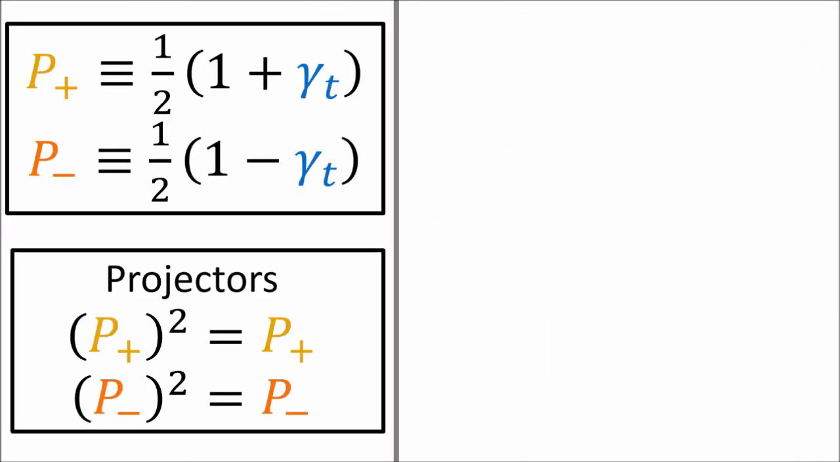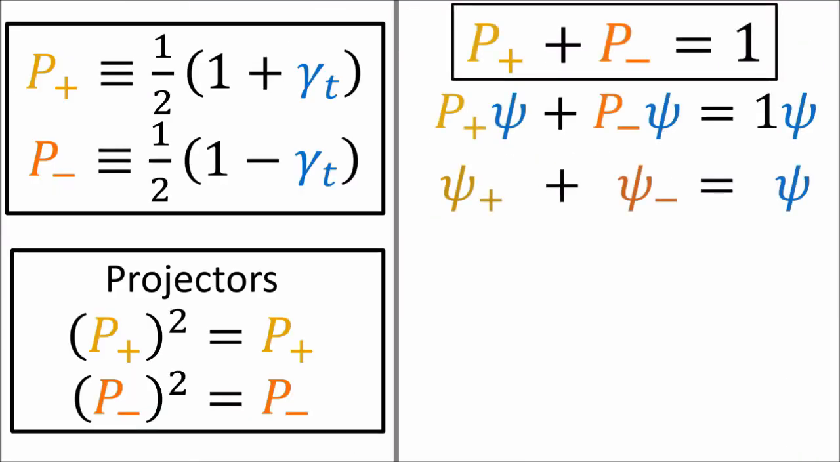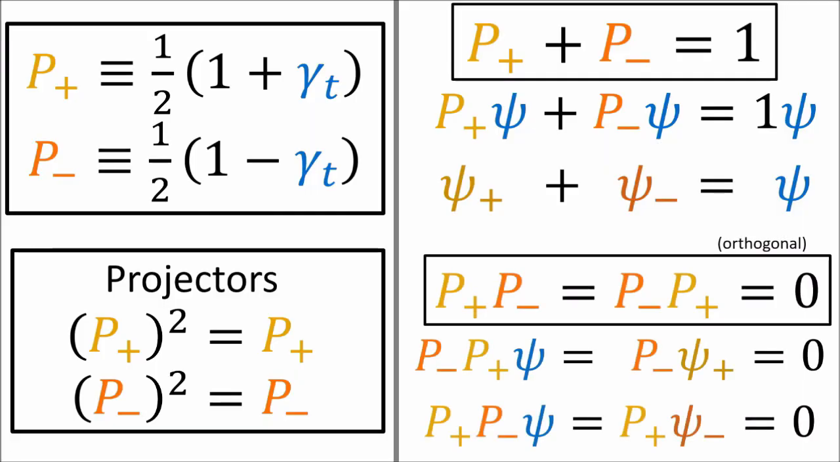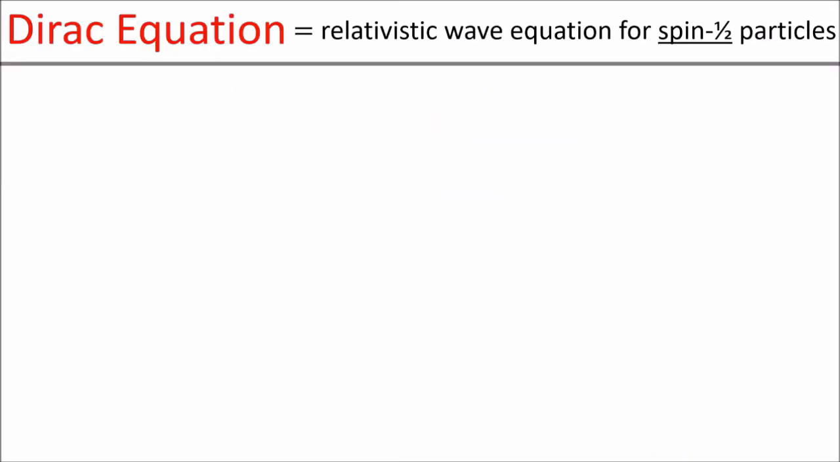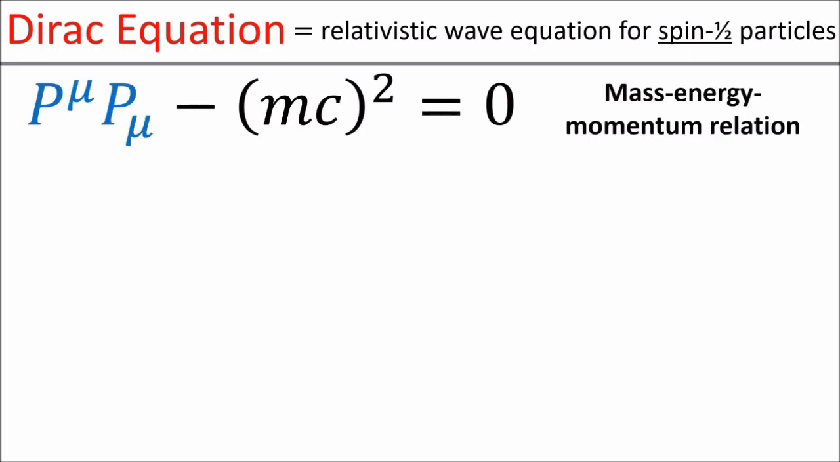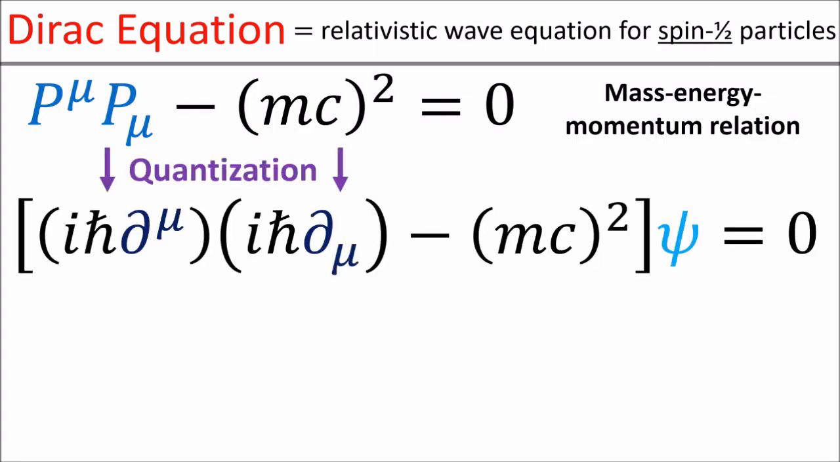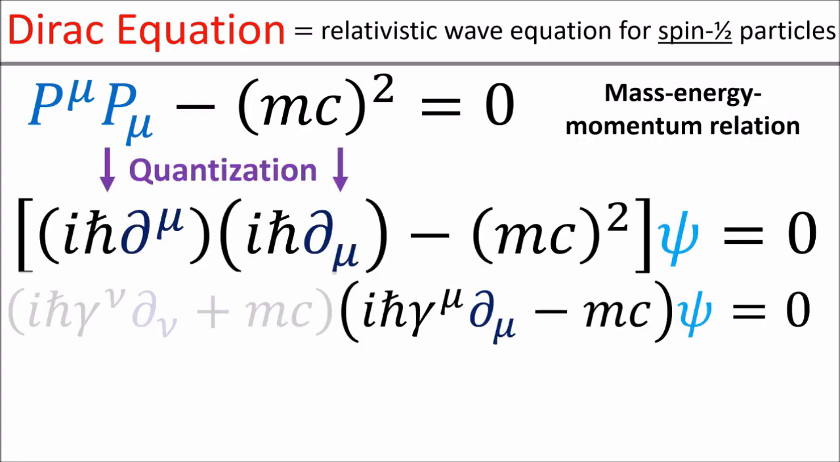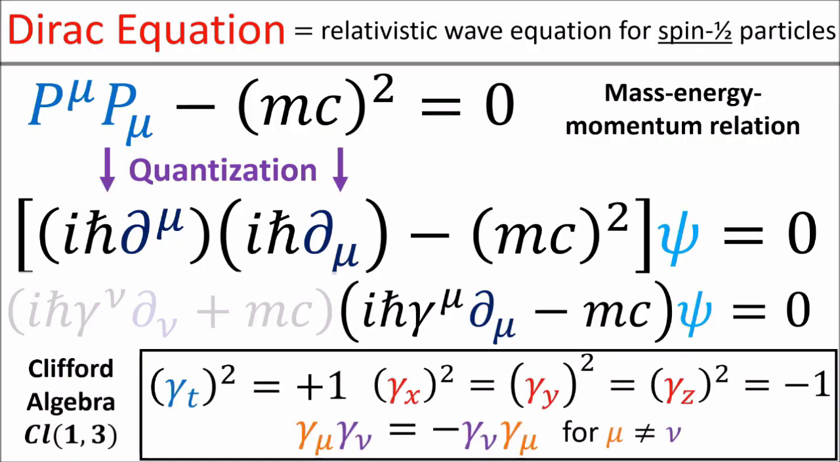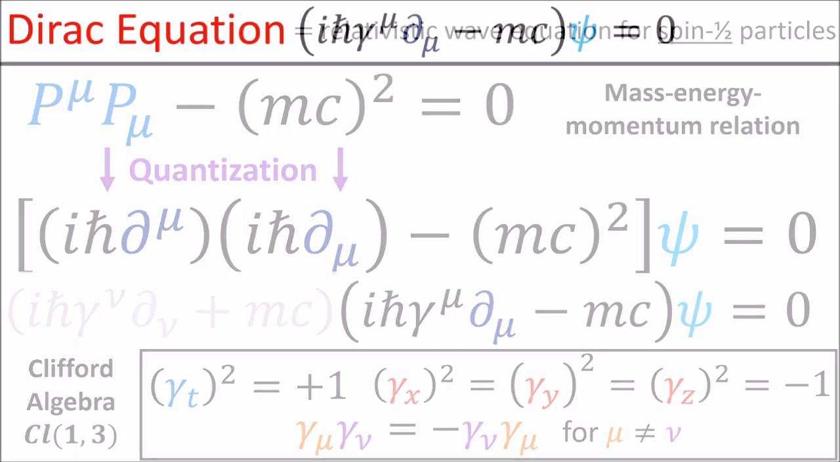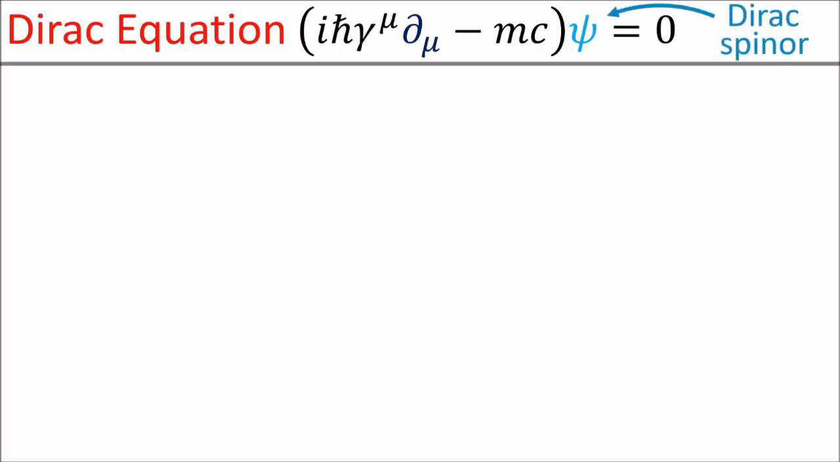As an aside, it's also easy to show that we can invent plus and minus projectors with gamma t, which project out the plus and minus halves of a Dirac spinor. And this works in all matrix representations. So to summarize this video, the Dirac equation is a relativistic wave equation that we get when we take the mass-energy-momentum relation from special relativity, quantize it, and take its square root, which can be done using the algebra rules from Clifford algebras. Psi ends up being a Dirac spinor.